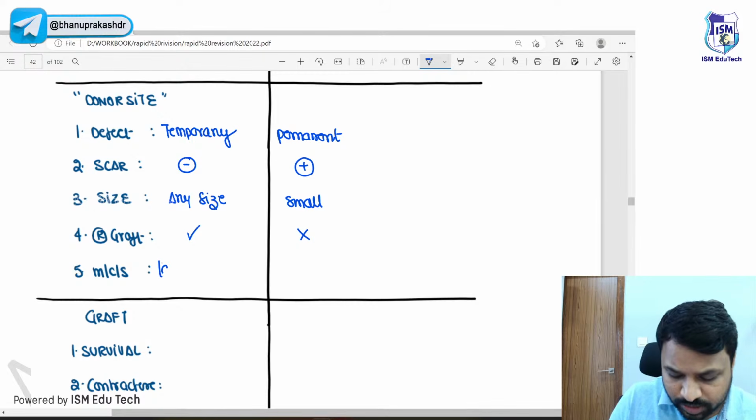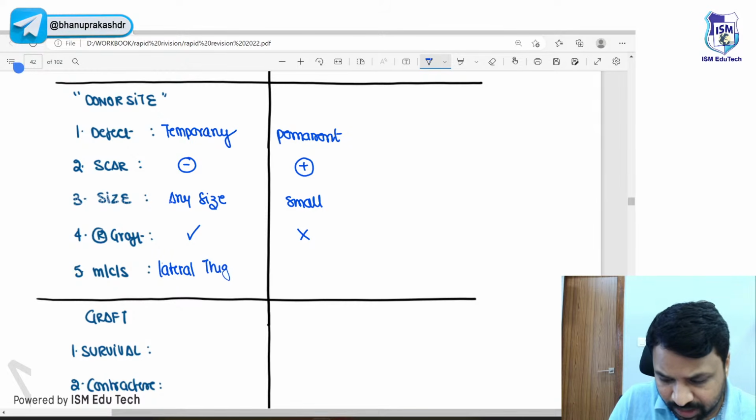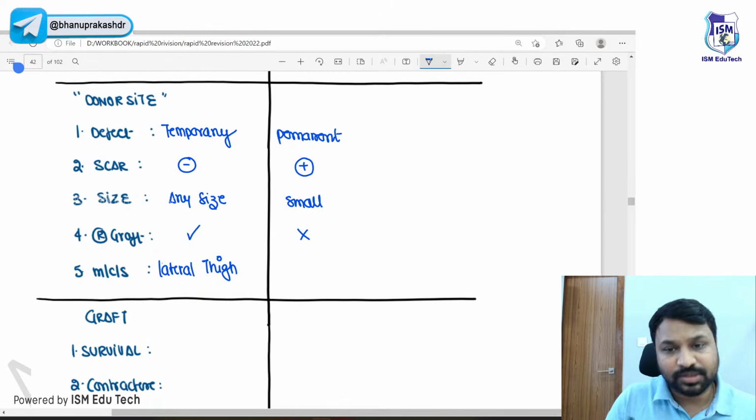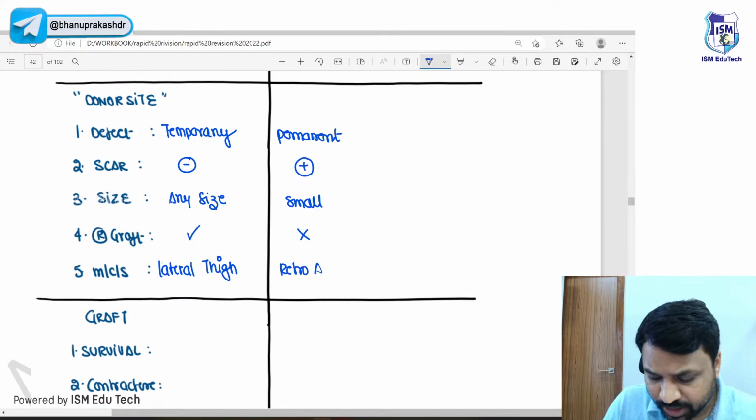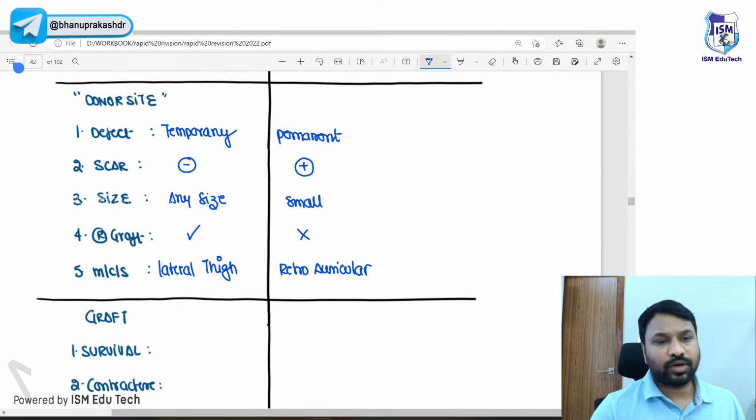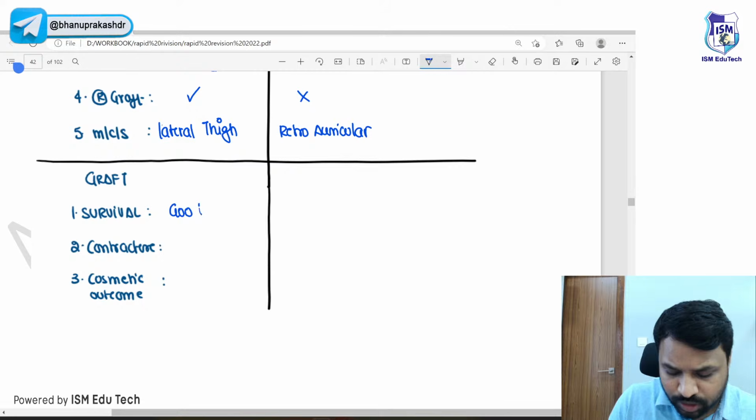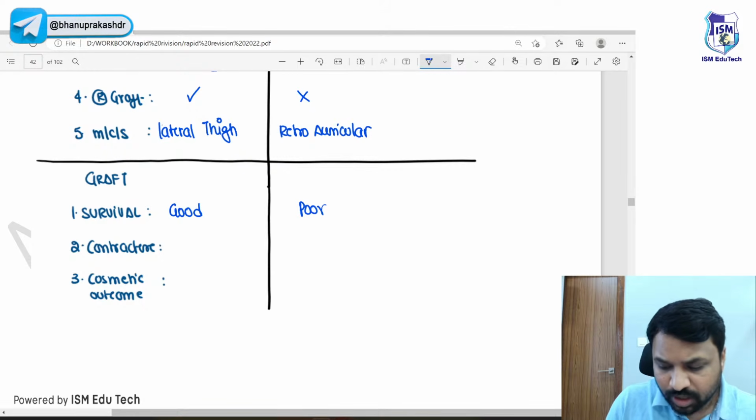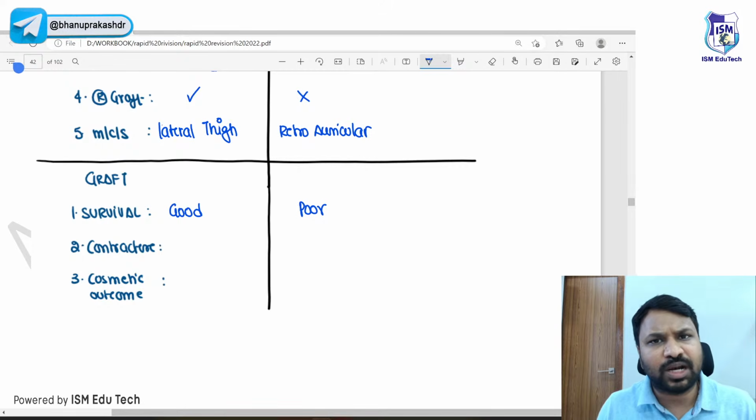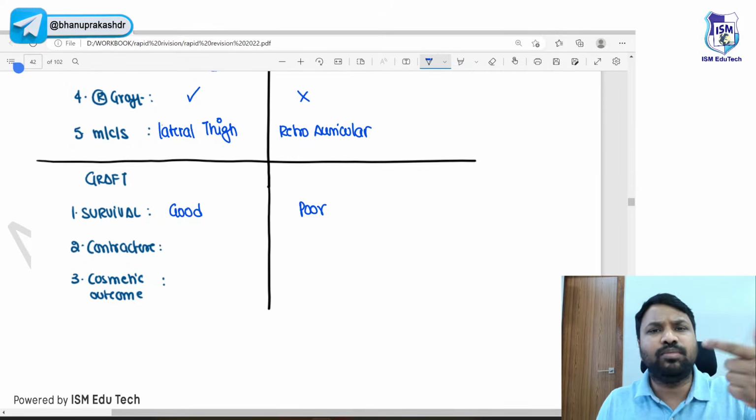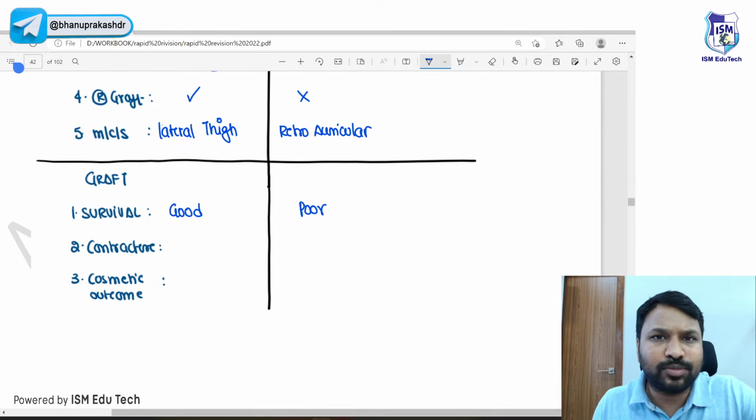The most common site for graft extraction is the lateral part of the thigh. Whereas at the other end, for full thickness, it is behind the ear, that is retroauricular. Now, when I talk about graft survival, the graft survival is good here. Here it is poor, because both of them require nutrition from the surrounding region. Full thickness will demand more, and whenever the demand is more and the supply is not able to compensate, the graft will give way.